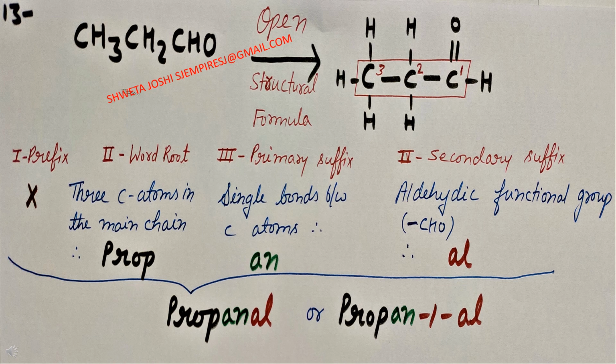Now, since there is a carbon-carbon single bond, the primary suffix will be ane. We have to see only carbon-carbon bonds, not the carbon-oxygen bond. Now, since the functional group is the aldehydic functional group, its secondary suffix will be al. So its IUPAC name will be propan-1-al or propanal.